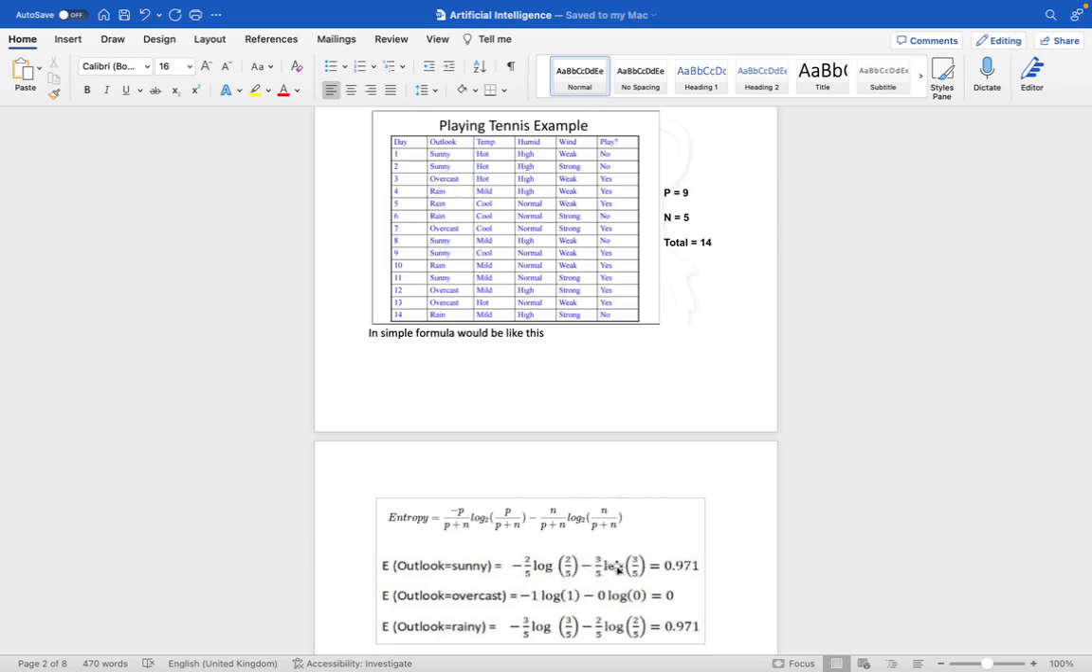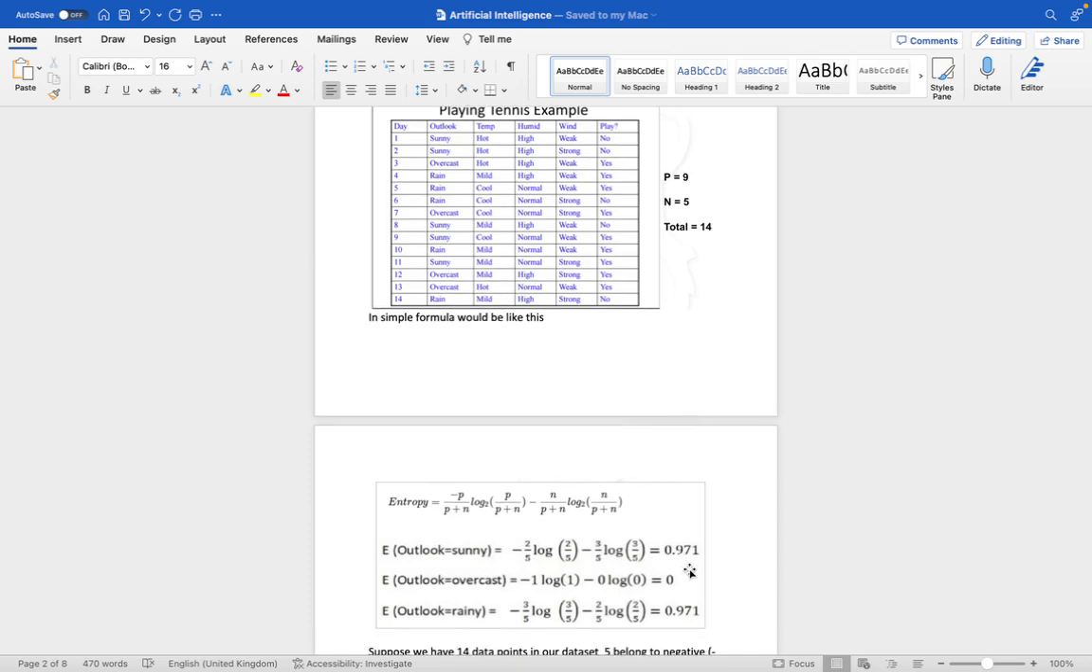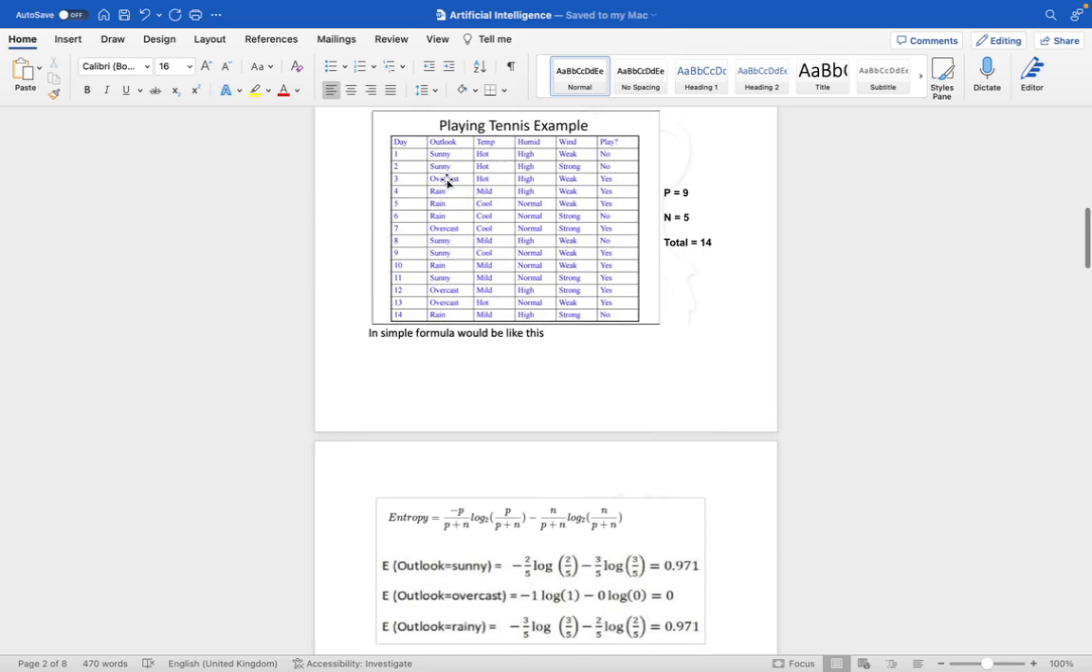So here is 3 divided by 5 log, and then 3 divided by 5, and when we calculate this, it will come to 0.971. And there is one thing related to the overcast. If we come to the overcast, it is overcast 1, overcast 2, overcast 3, overcast 4. The first one is a yes, the second one is a yes, the third one is yes, and the fourth one is yes. So meaning that we have all positive numbers, no negative number, so that's why it always becomes 0.